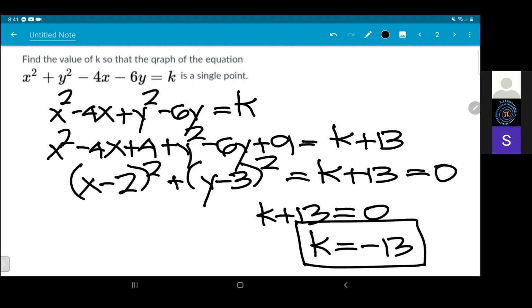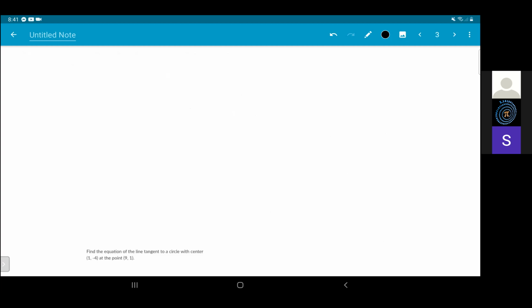Any questions so far about the items? Next.